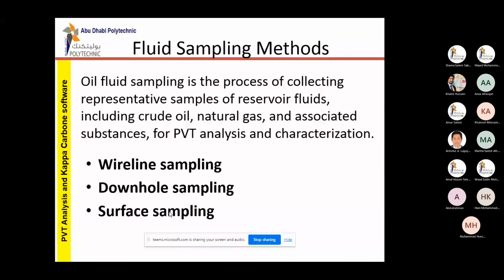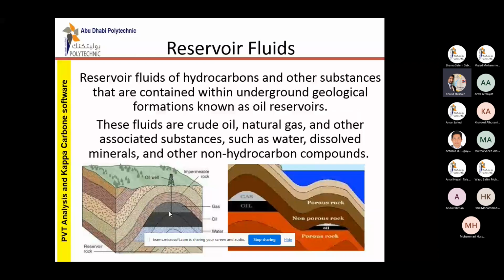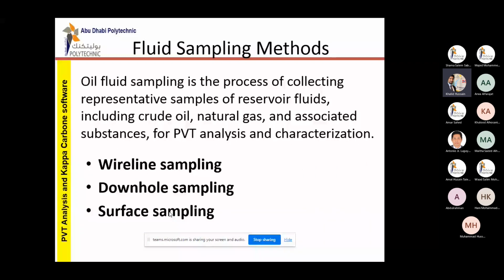Once we drill in the reservoir, the next job is to collect the sample for analysis, right? So we have different methods to take a sample from the reservoir. The most important thing when we are taking a sample from the reservoir is that the sample should not get contaminated. We need to have it in real form.